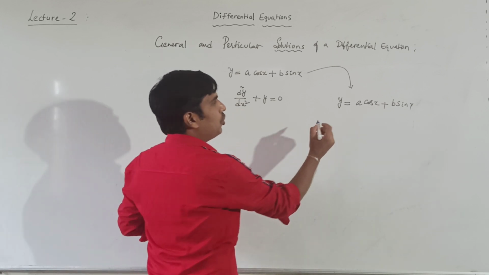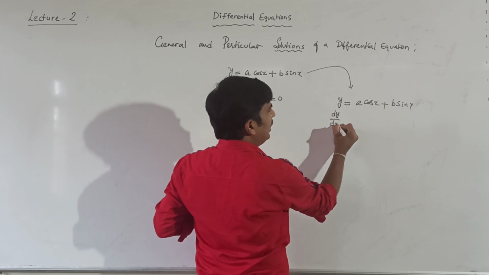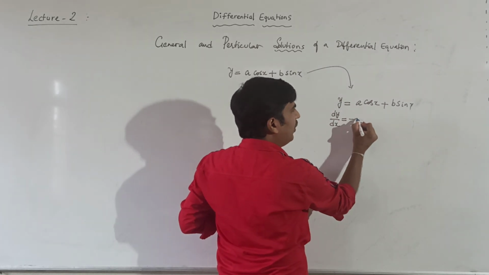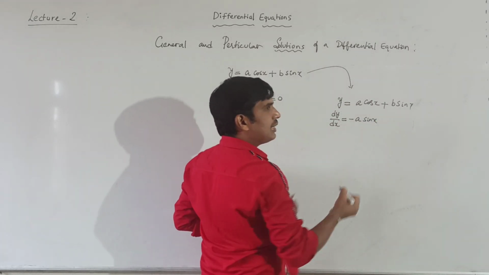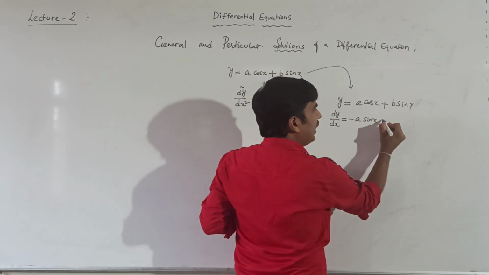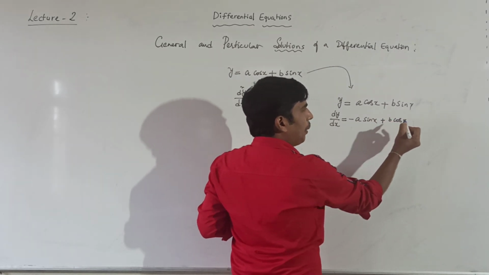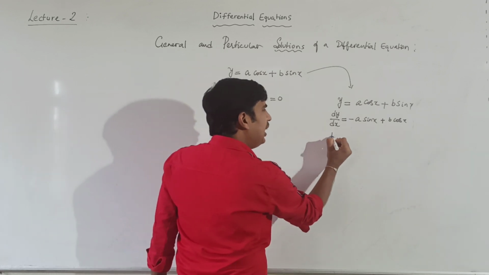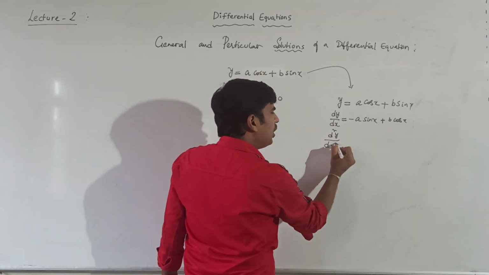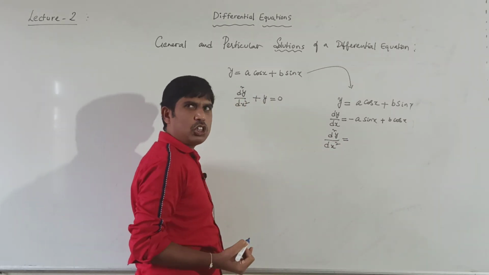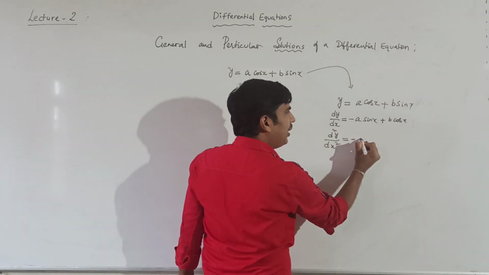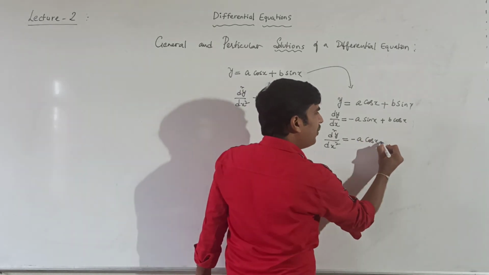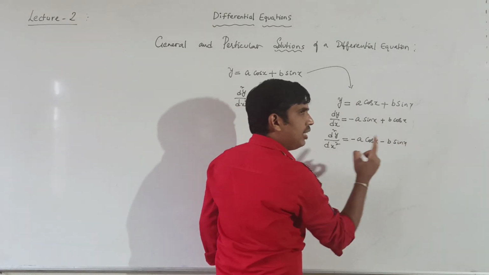We can't get the second order derivative directly, right? So first we have to find the first order derivative, that is dy by dx. What is dy by dx? a cos x derivative is minus a sin x. b sin x derivative is how much? b cos x. This is the first order derivative. Next, differentiate again. So d square y by dx square is equal to minus a sin x derivative, how much? Minus a cos x. b cos x derivative is minus b sin x.